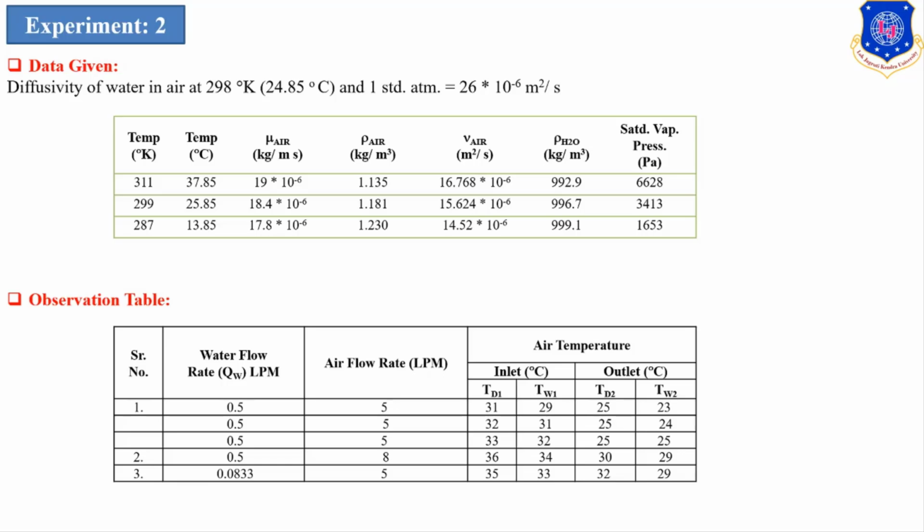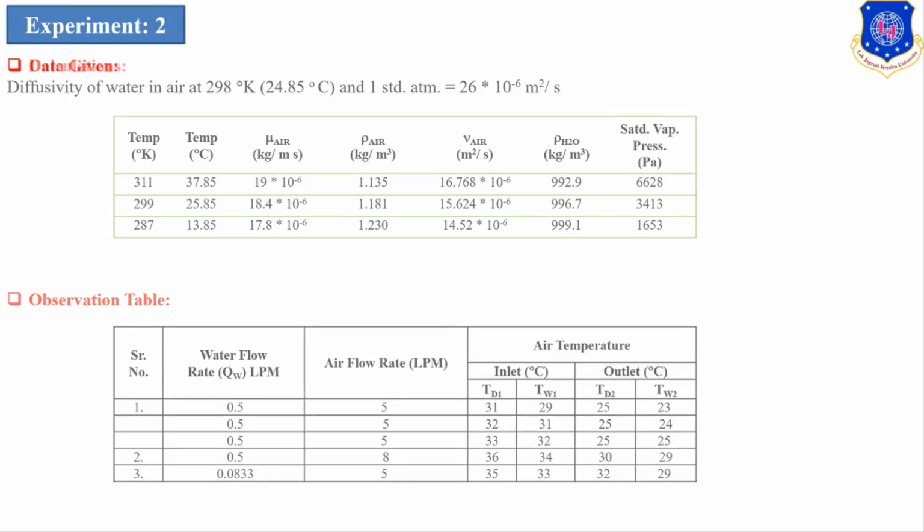Okay, now after that we slightly increased the air flow rate up to 8 LPM. For that the inlet dry bulb temperature was 36 degrees Celsius, while the wet bulb temperature was 34 degrees Celsius. Then the outlet dry bulb temperature of air was 30, and the wet bulb temperature was 29. Okay, so this is how we can take the different temperatures for the different water and air flow rates.